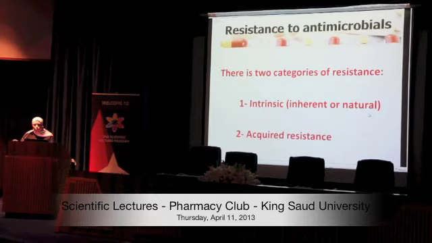So, what are the types of this antimicrobial resistance? We have two important types: the intrinsic and the acquired resistance. What we call intrinsic, inherent, or natural resistance happens when the organism is naturally produced in nature like that, resistant to this antibiotic. Acquired resistance means that the organism was naturally sensitive to these antibiotics and became resistant by time.